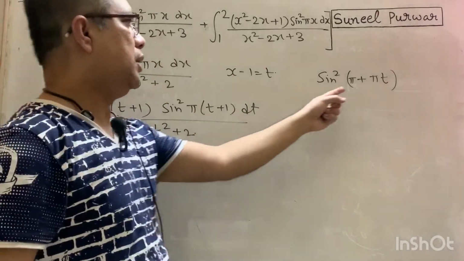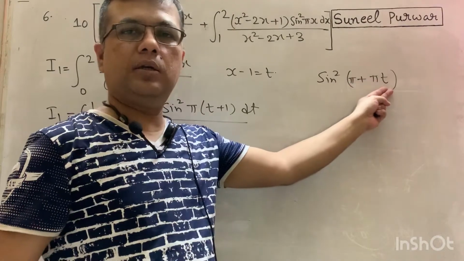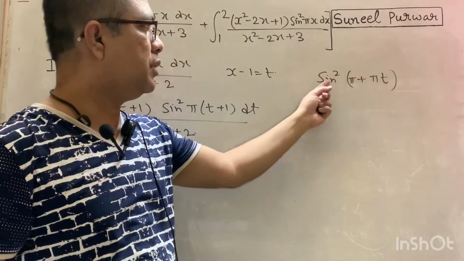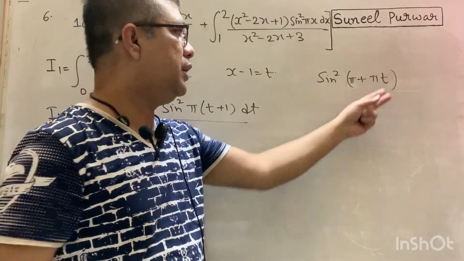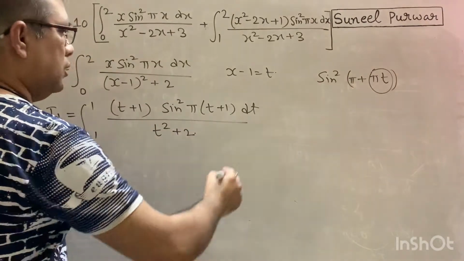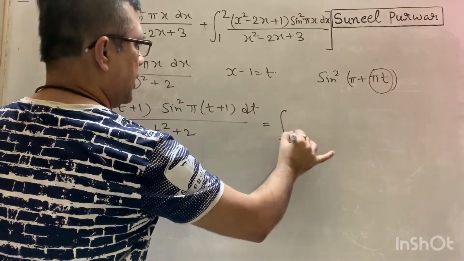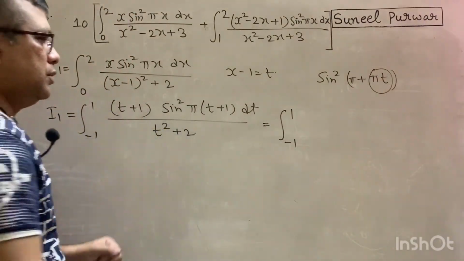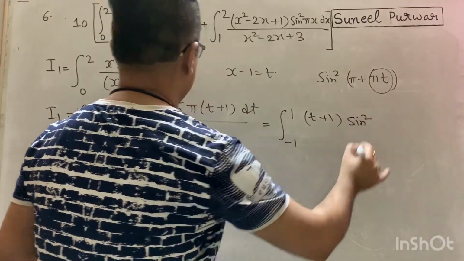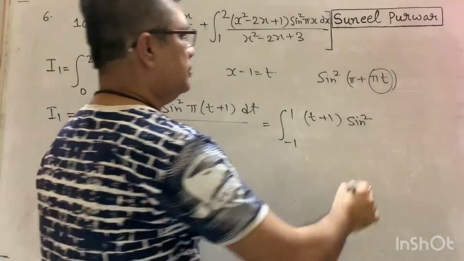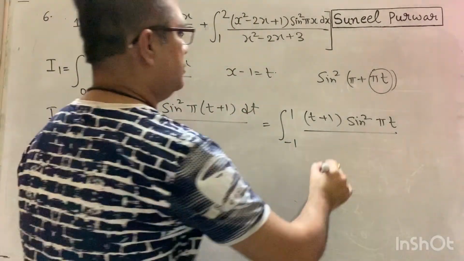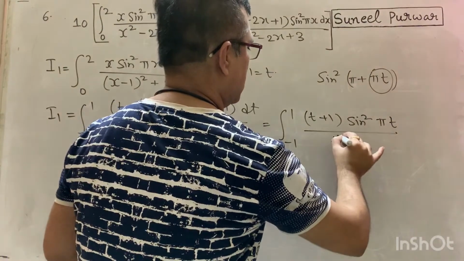You know, sine (pi plus theta) is minus sine theta, but a square will make it again positive. So this will become what? Sine square of theta, which is nothing but pi t. Okay. So this is integral minus 1 to 1 (t plus 1) sine square of pi t upon t square plus 2 and dt.